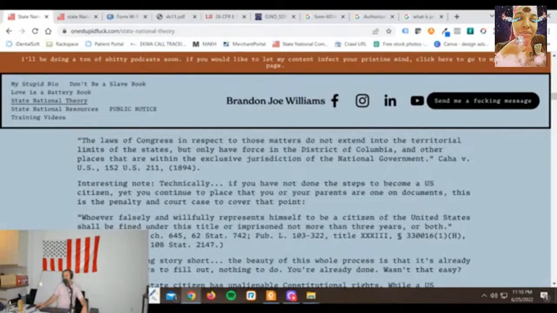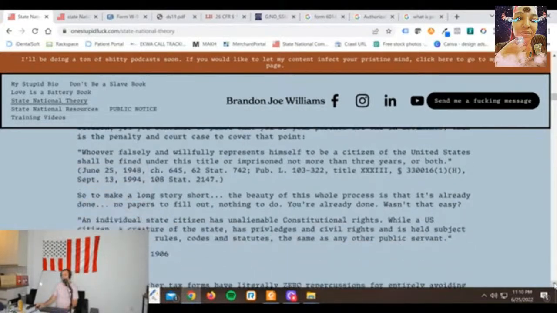The laws of Congress in respect to those matters do not extend into the territorial limits of the states, but they only have force in the District of Columbia and other places that are within the exclusive jurisdiction of the national government. We went over that earlier. And here's another interesting point.